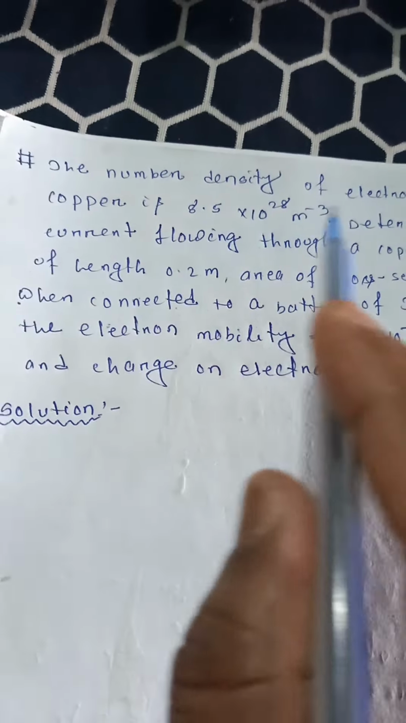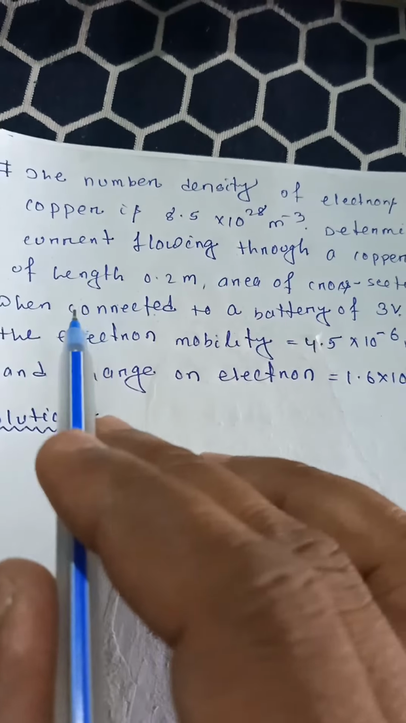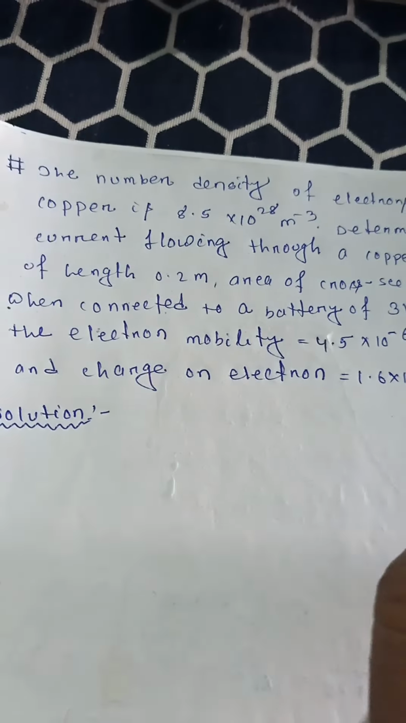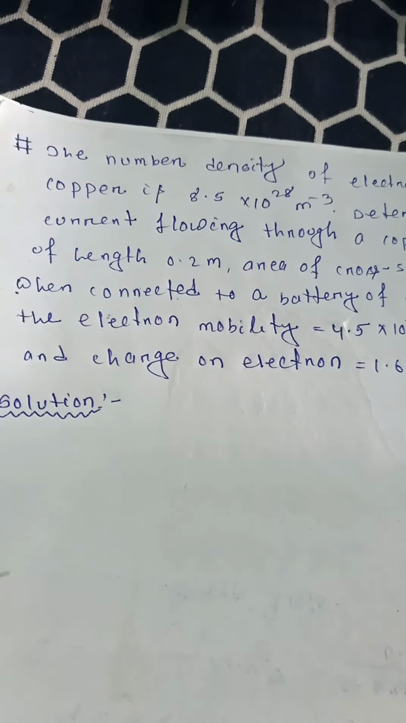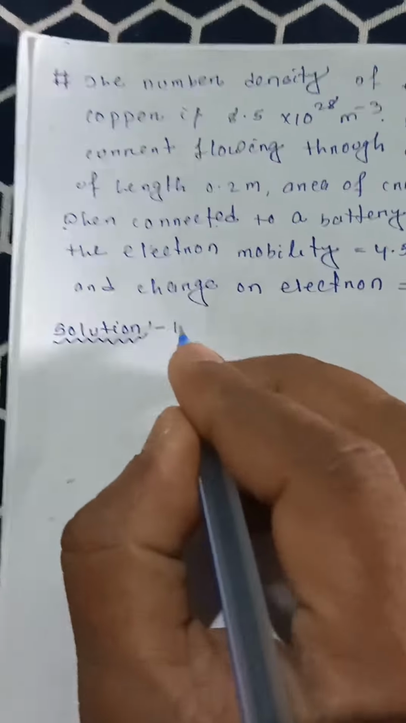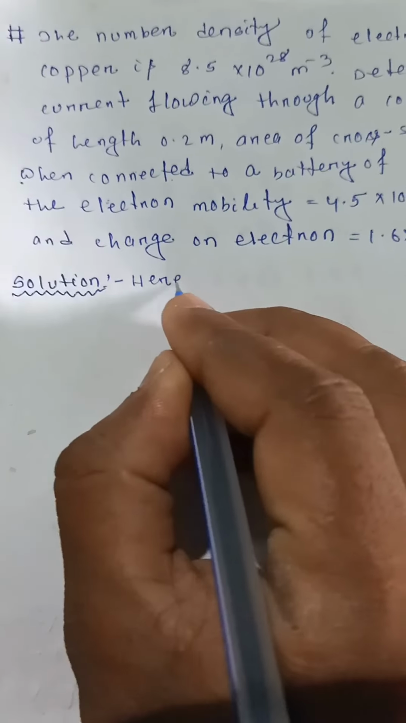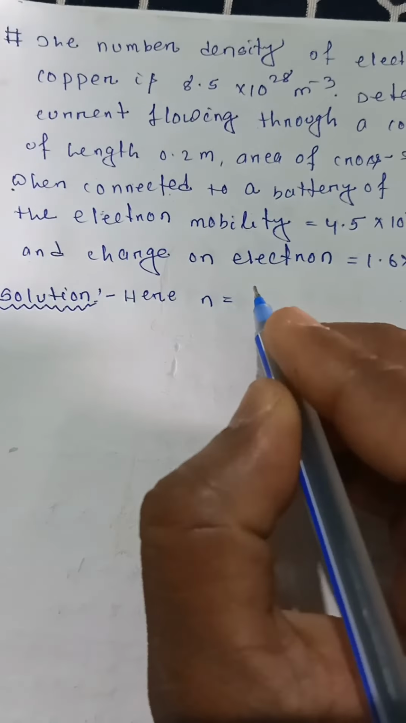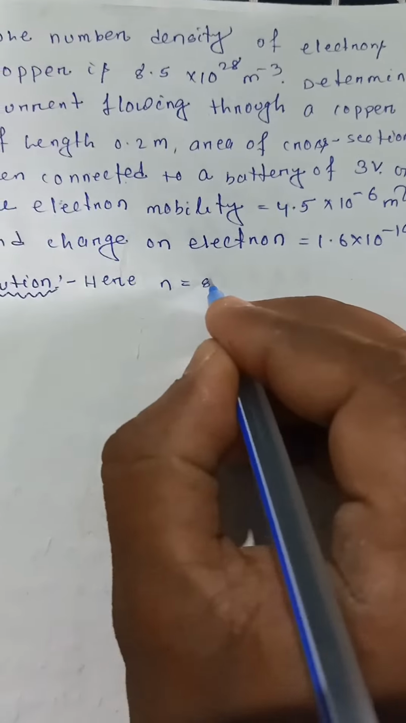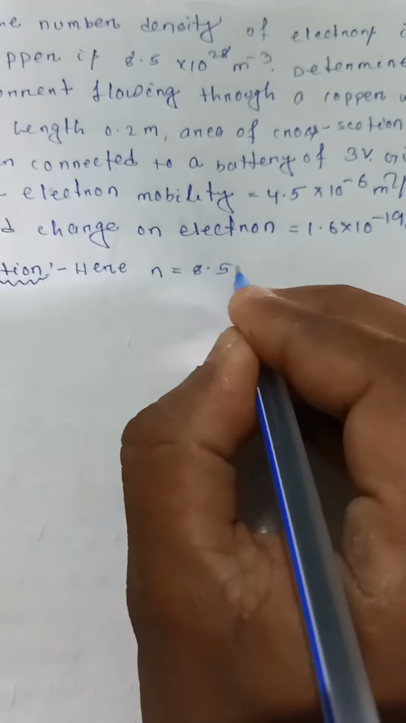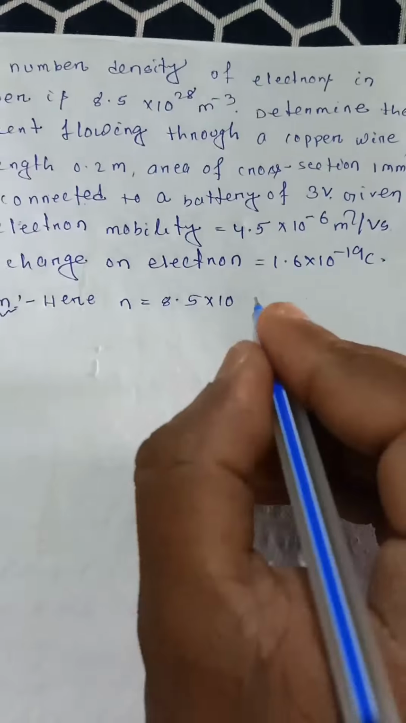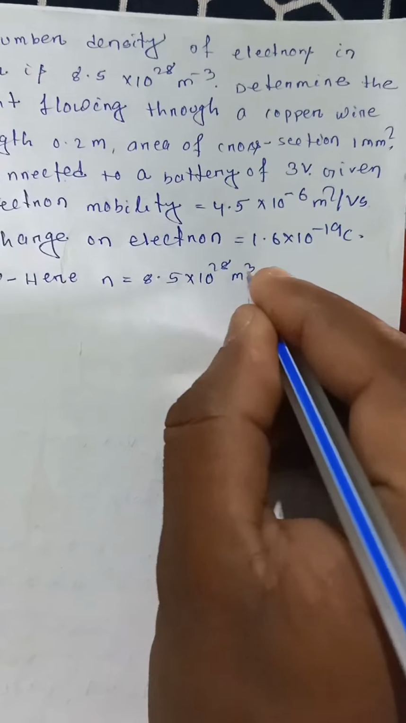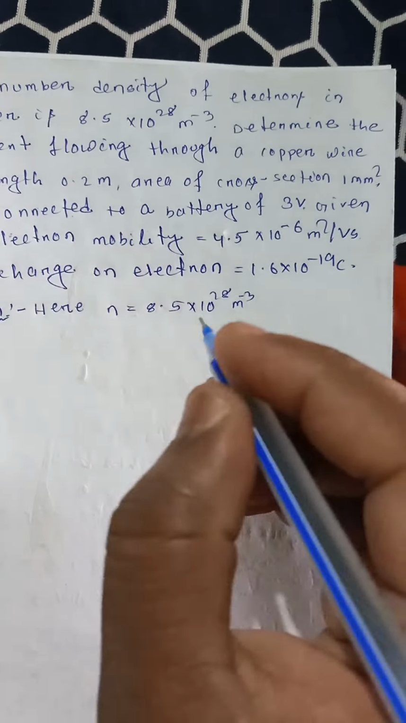That means number density is given, area of cross section is given, length of wire is given, mobility is given, and charge of electron is given. First, write down the given statement. The given condition: n is the number density, which is 8.5 × 10^28 per meter cube.